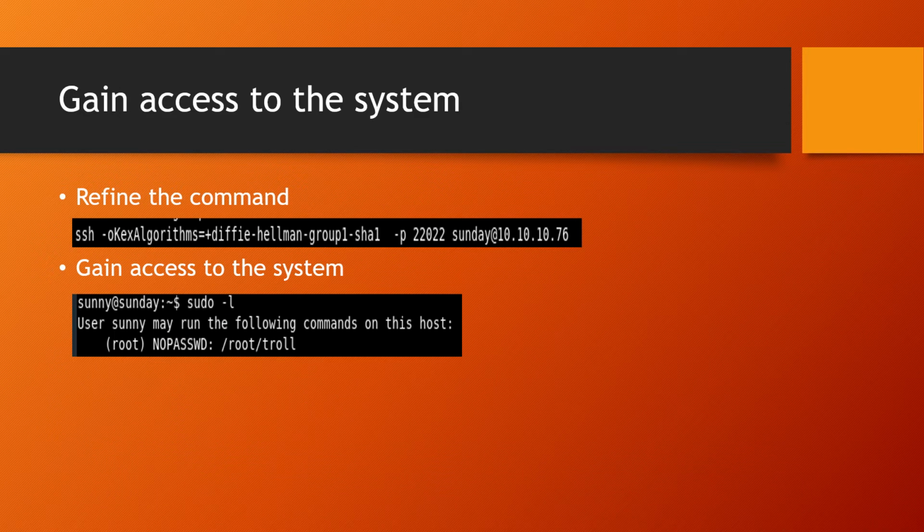Hence, we need to refine the SSH command, as Sunday is an older box running an older key exchange algorithm. In this example, we specify the key exchange algorithm and we manage to access the system. Next, we run sudo -l, which will list the commands that Sunny can run with sudo. We can see that Sunny is authorized to run the troll command. However, the command already states its purpose. It's just showing us a message. Hence, we need to move on to explore other ways.